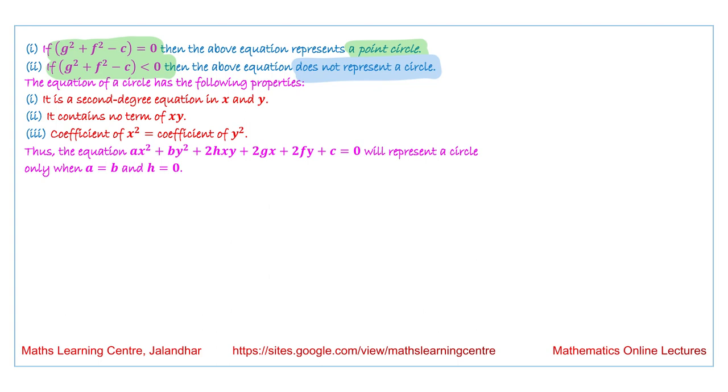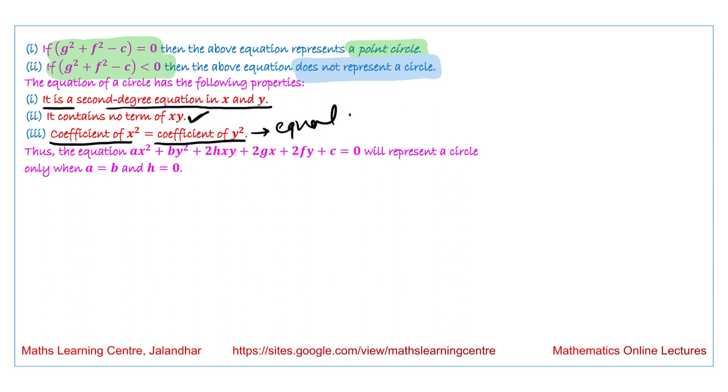So we have listed some properties over here. We are saying the equation of the circle has the following properties. It is a second degree equation in x and y. Second property, it does not contain any term of xy. Third, we are saying the coefficient of x square and coefficient of y square are equal.